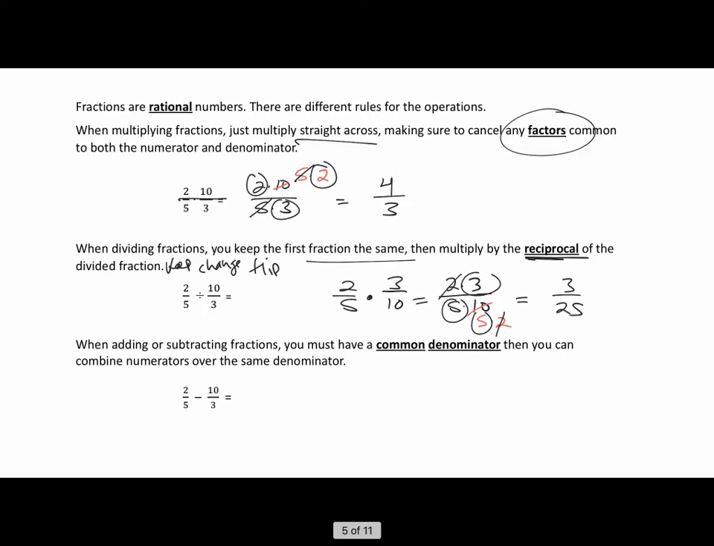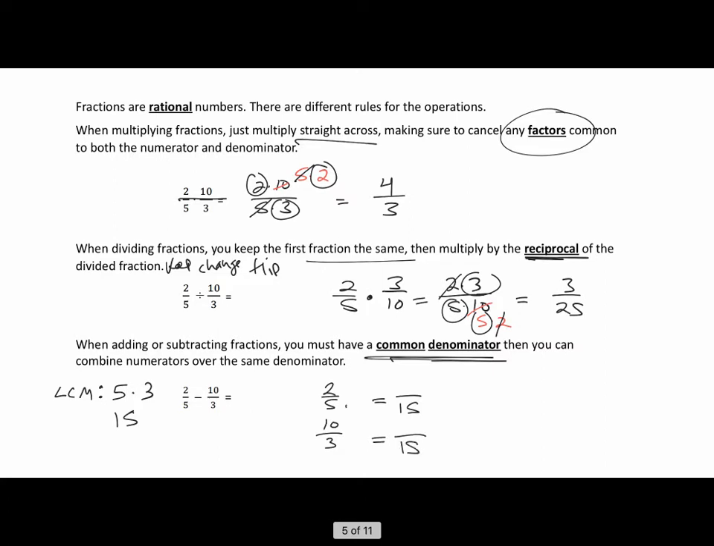When adding or subtracting fractions, different rules. You got to have a common denominator. And then you can just combine, which means add or subtract, the numerators over that same denominator. So if I want to subtract 10/3 from 2/5, I got to have the same denominator. So least common multiple of 5 and 3. And since they don't share any factors, that's just going to be the product of 5 times 3, which is 15. So I need to get equivalent fractions with the same denominator of 15.